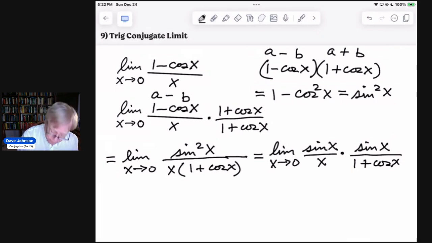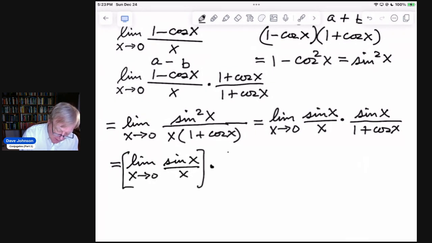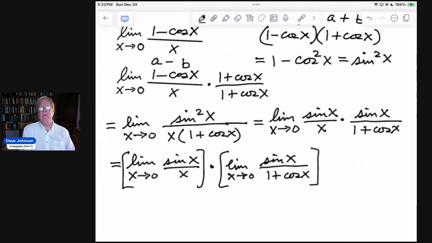So everything looks cool. But now we're taking the limit of a product, and the limit of a product is the product of the limits. That's one of the limit theorems that we've learned. So I can rewrite this as the limit as x goes to 0 of sine x over x times the limit as x goes to 0 of sine x over 1 plus cosine x. Again, the limit of a product is the product of the limits. And so I've simply written this limit, which is the limit of a product, as a product of two limits, this limit times this limit.